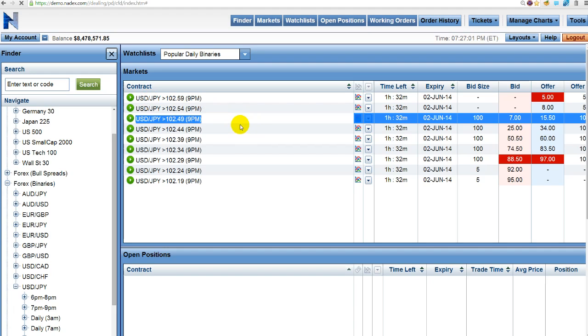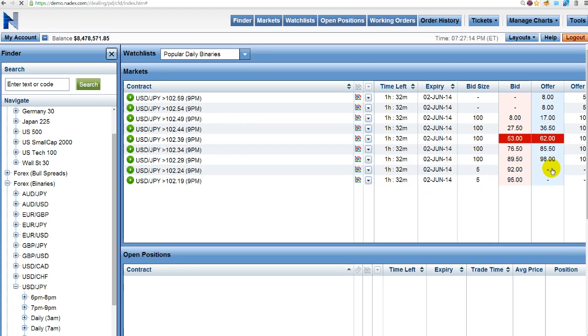Well, if I thought that statement was going to be true, and we'll step into more advanced reasons for doing trades, but just to make it really simple, if I thought the statement that the U.S. yen was going to be greater than 102.49 at 9 o'clock, I could buy this binary contract. To buy it, I just go over here and click this right here.